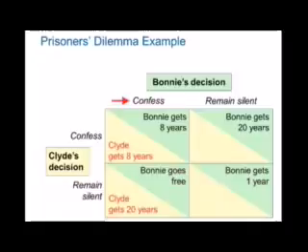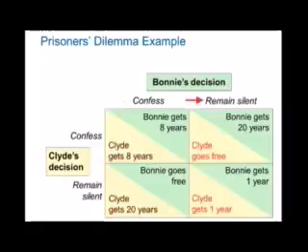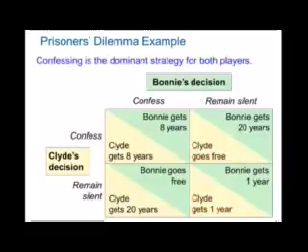Now, if Bonnie confesses, then Clyde gets 8 years if Clyde confesses too. If Clyde remains silent, then Clyde gets 20 years. Similarly, if Bonnie remains silent and Clyde confesses, then Clyde goes scot-free. If Bonnie remains silent and Clyde remains silent, then Clyde gets 1 year and Bonnie gets 1 year too. So in this situation, confessing is the dominant strategy of both players.